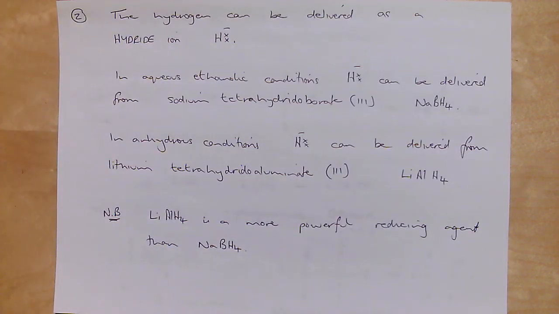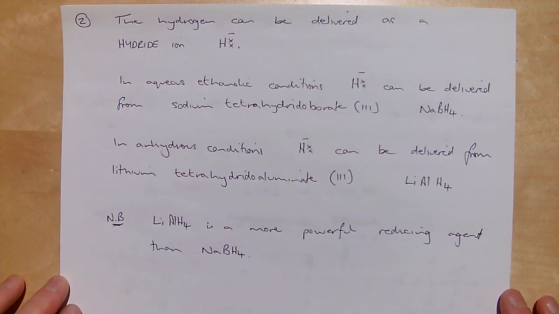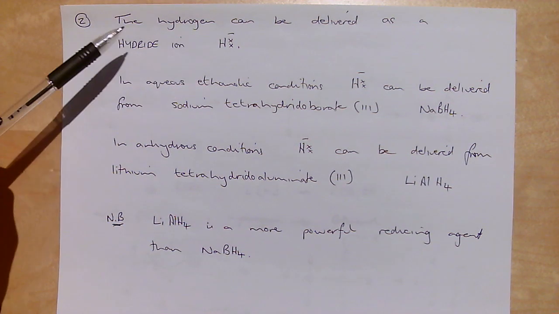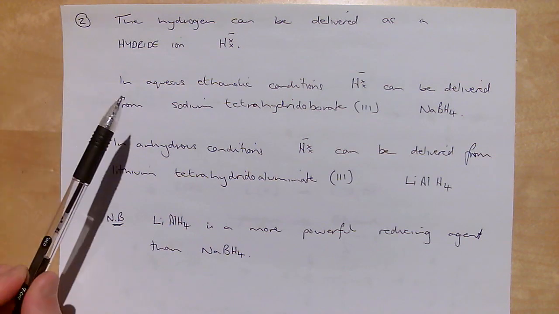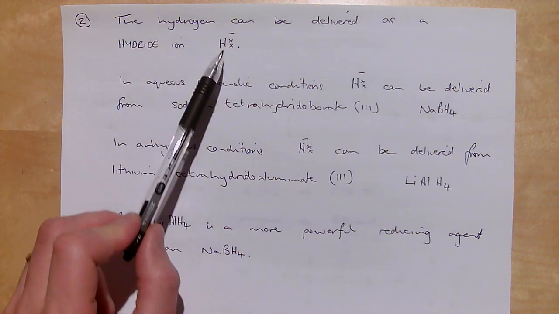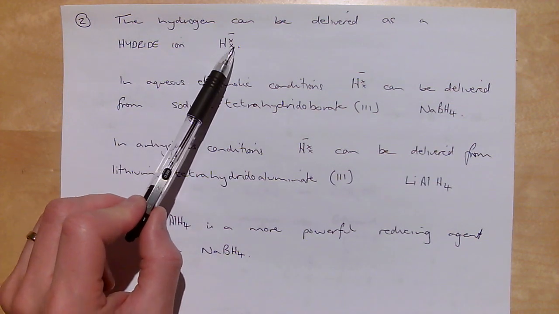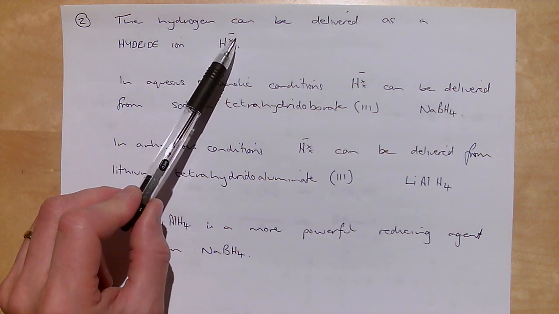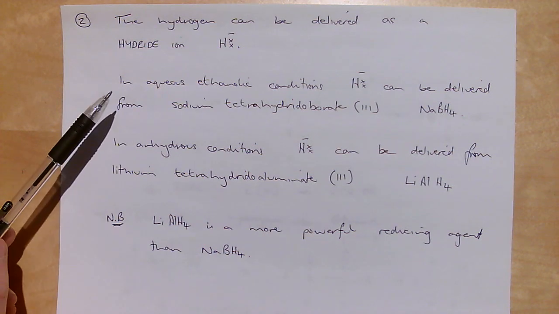Okay, another option then is to provide a hydride ion. Okay, so hydride ions, H- ions, these are probably new to us at this stage. The hydrogen can be delivered as a hydride ion. That's a hydrogen atom that's gained an electron to form H-.